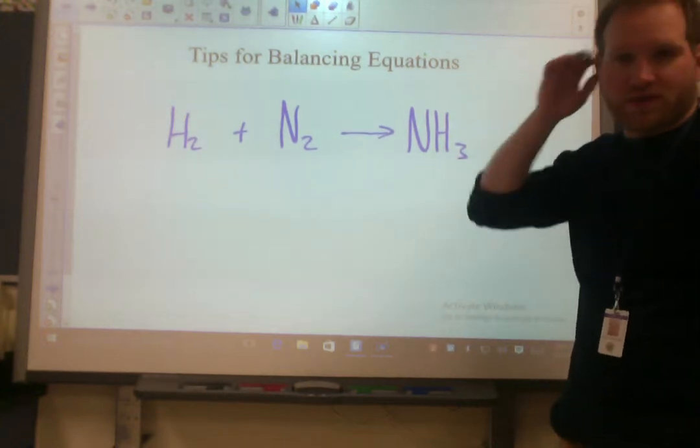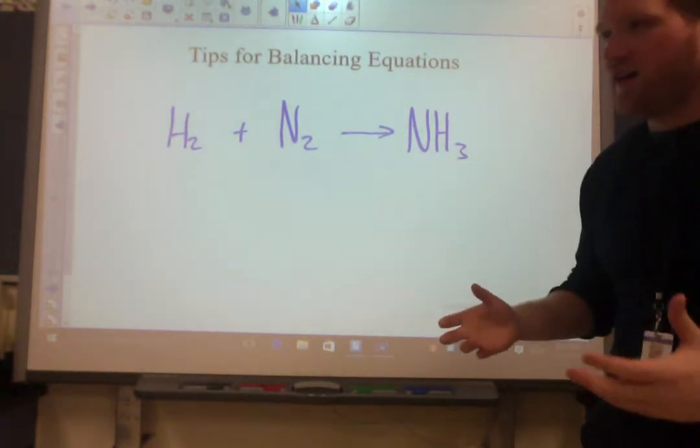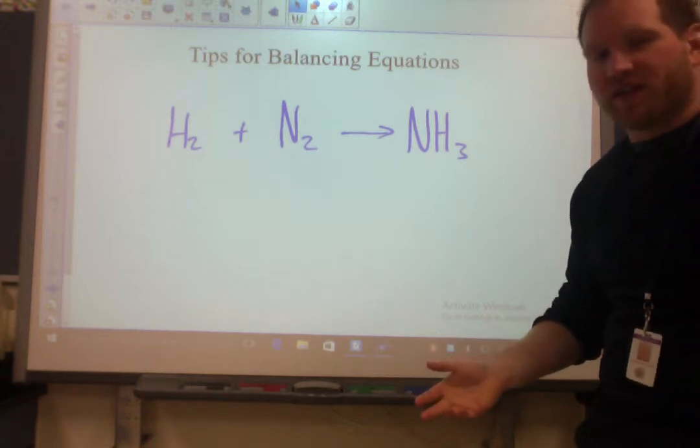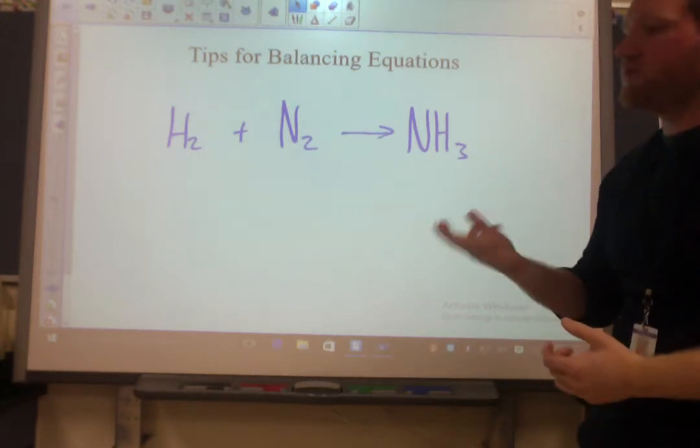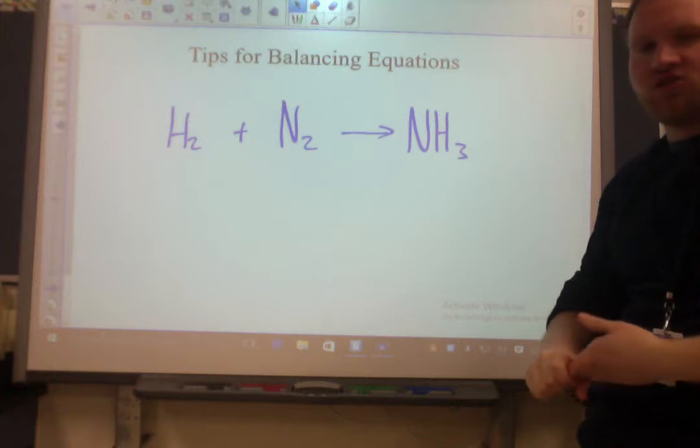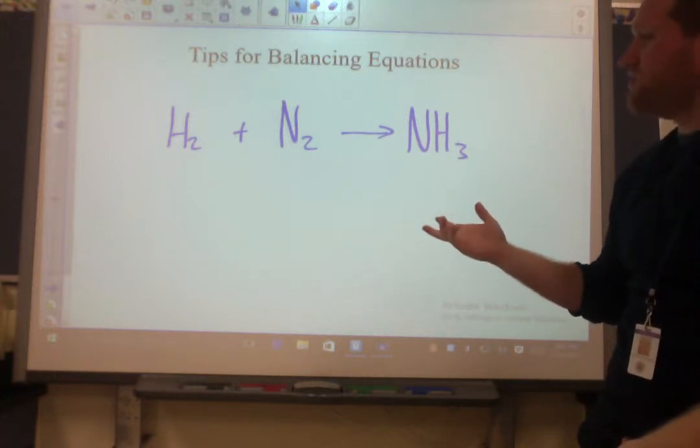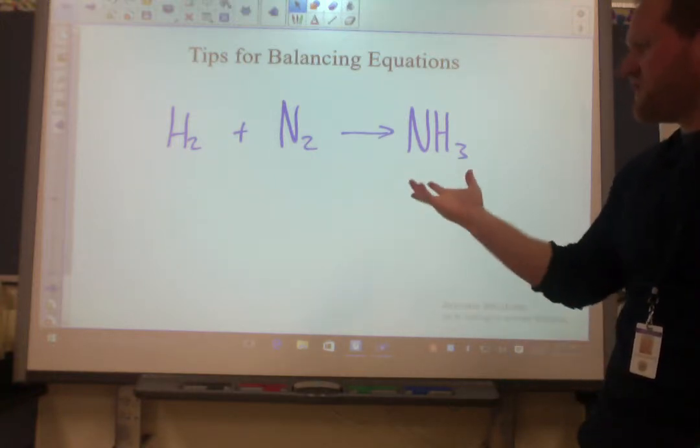Okay, in this video I'm going to go through tips for balancing equations. There's no perfect way to get it right every time, but these are just some of the tips you can use to solve these a little faster. So just to intro what balancing equations are, here's an example of an equation.